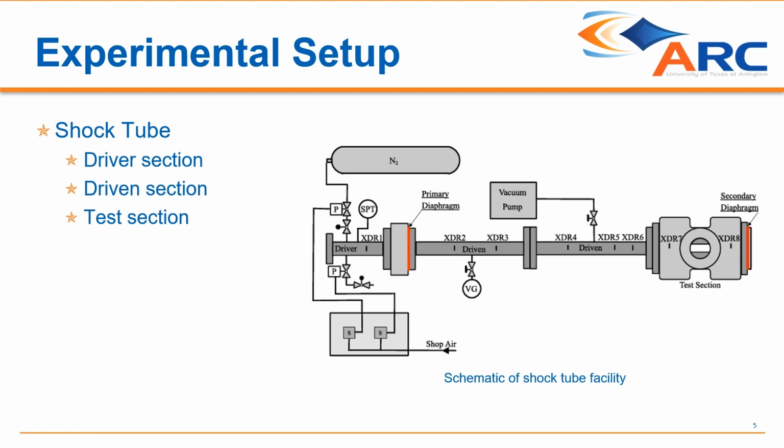Our shock tube setup consists of a high-pressure driver section, a low-pressure driven section, and the test section shown here. The test section is what provides the optical access into the flow needed for our Schlieren visualization. The entire length of the shock tube is also equipped with high-frequency response pressure transducers, shown by XDR. The rest of the experimental setup is not discussed here for brevity.